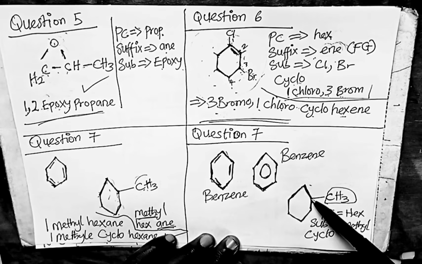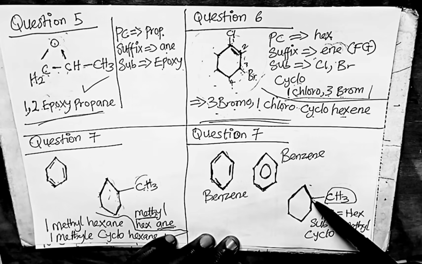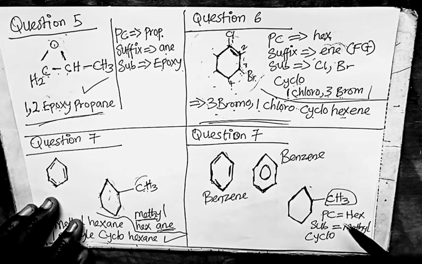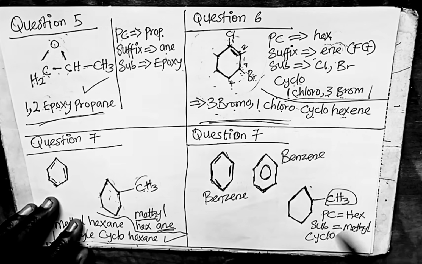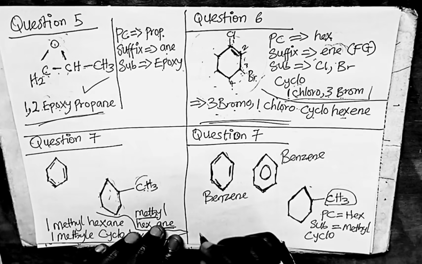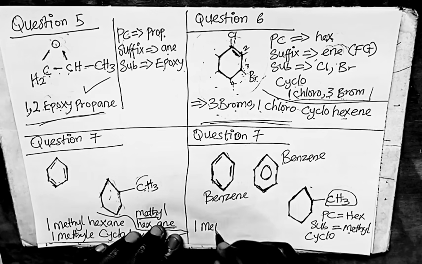So we start from here: 1. Can you see? That's where we have the substituent, to favor the substituent. If you count from here now, it will be 1, 2, or you count like this, 1, 2, 3. No, you are not favoring the substituent. So we will now put it as 1 methyl. Look at it, the substituent methyl.